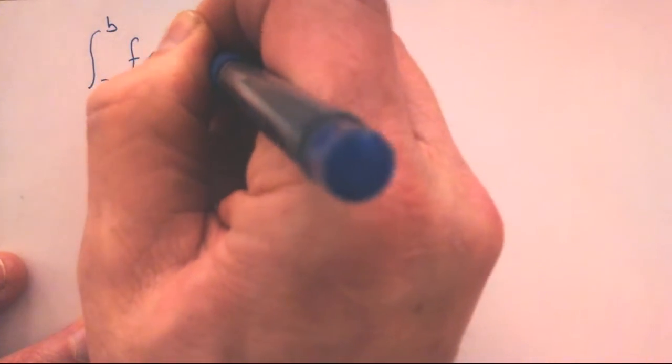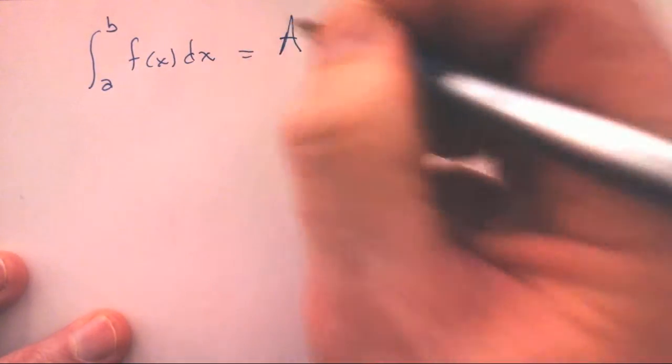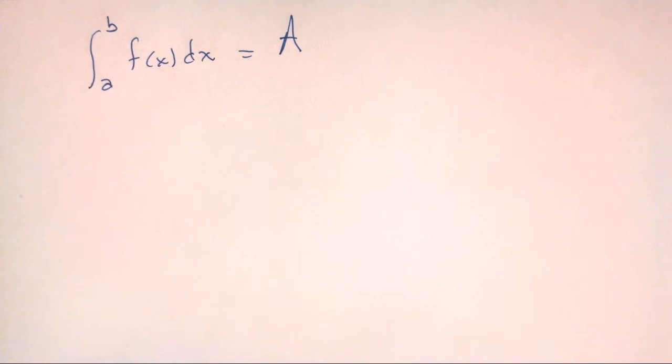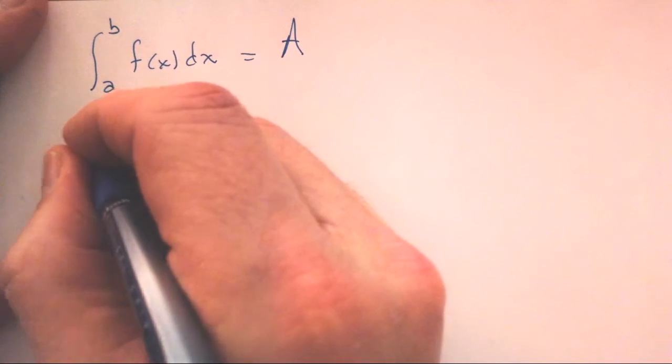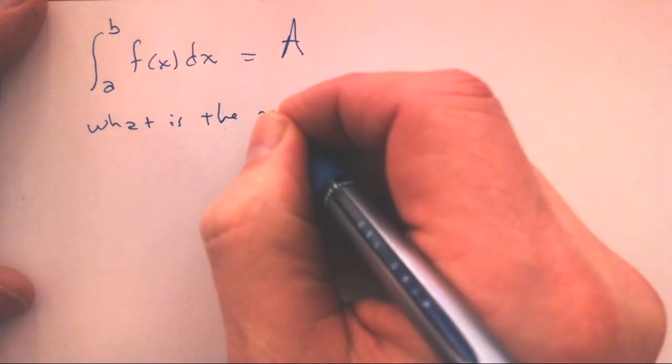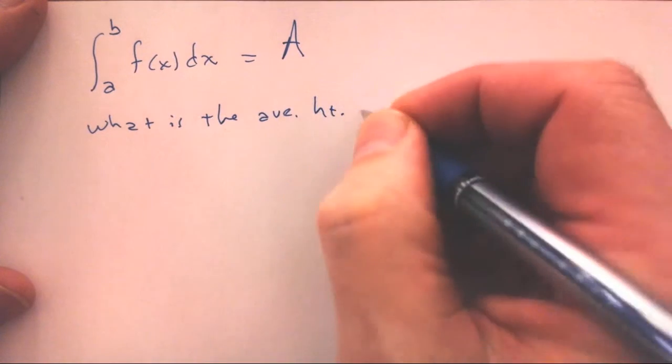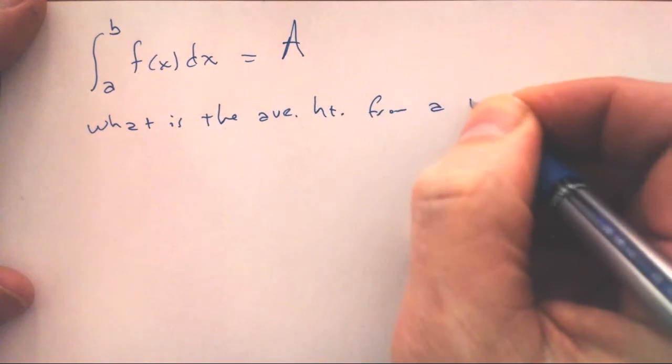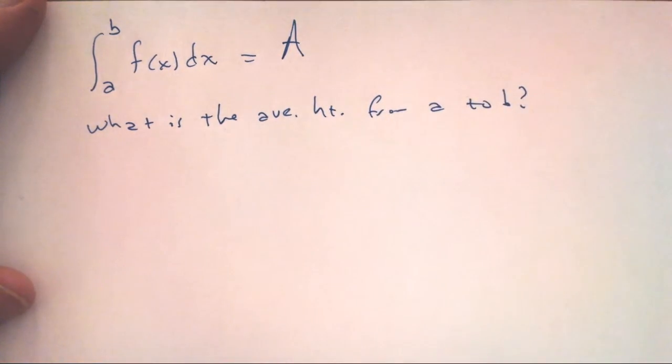Then I asked this question. I said, how about the integral from a to b of f of x dx? We know that equals some value A. Use A just because of area. We say, same question. What is the average height from a to b?